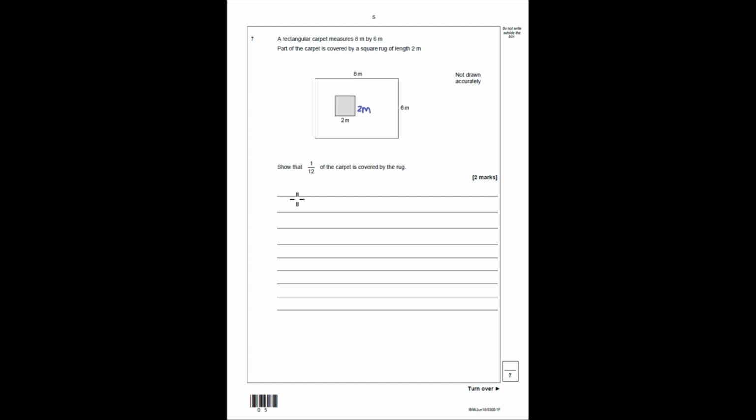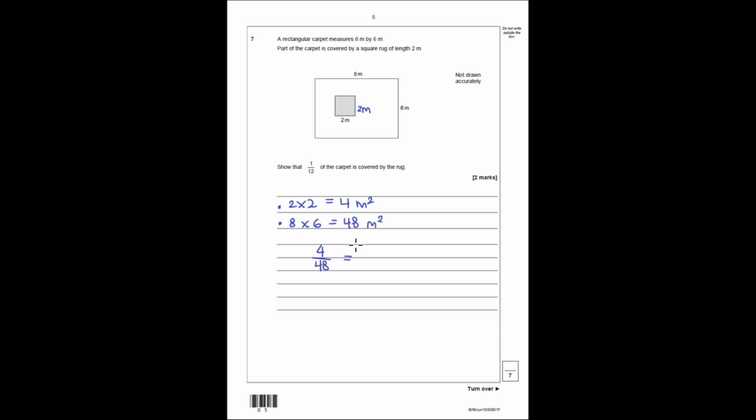Let's first calculate the small area. Small area is 2 times 2, which is 4, so it's 4 meters squared. This is the first one. And the second one, let's calculate the large carpet. It's 8 by 6, so the area will be 8 times 6, which is 48. I hope you're good with timetables because it's very crucial. So 48 meters squared.